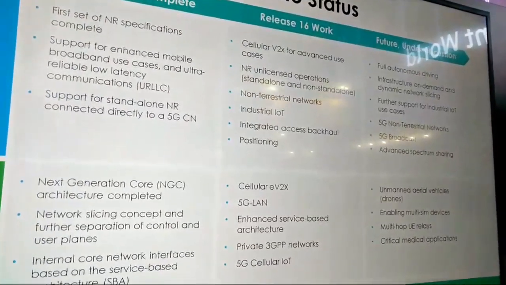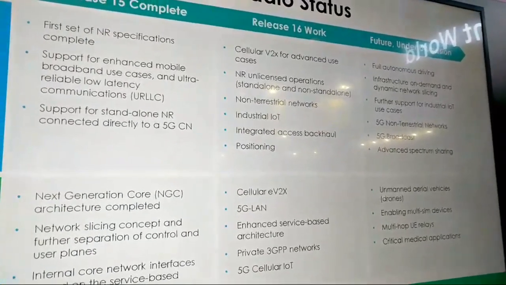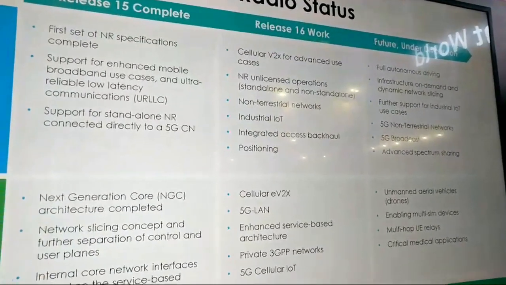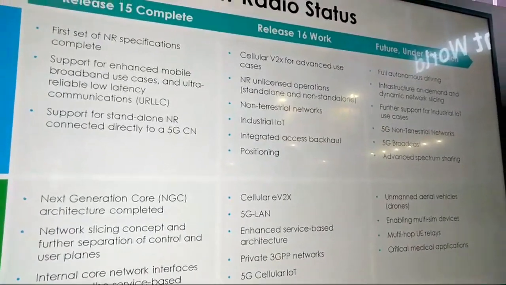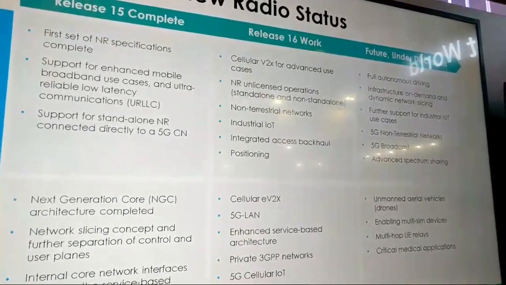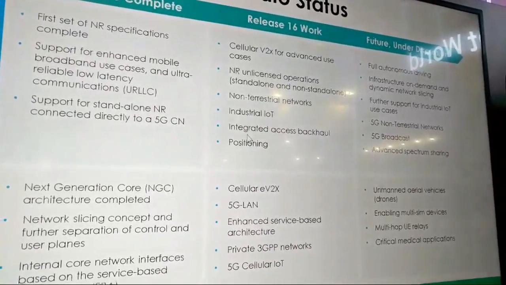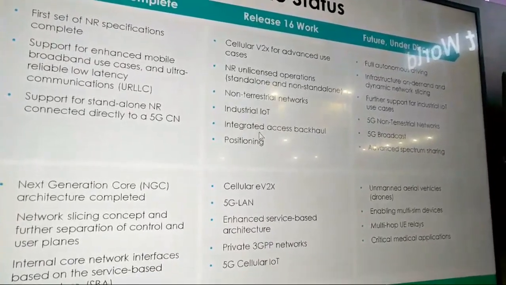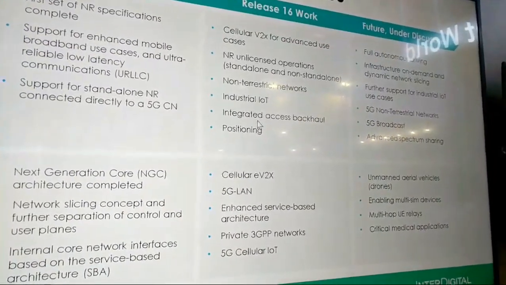Release 16 will also have work related to NR unlicensed operations. This is mainly sub-6 focused. They'll support both standalone and non-standalone. There are also ongoing study items in non-terrestrial networks. Industrial IoT will be a big focus area, having both study and work items in Release 16, supporting more mature use cases there. Integrated access and backhaul is another study and work item in 3GPP, enabling faster small cell rollouts.